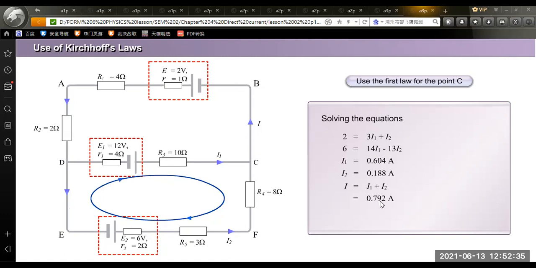I is 0.792, that means it flows in this direction, so all of the directions we assumed are correct. If I got negative 0.792, that means what I assumed flows in this direction, but actually it flows in the opposite direction, going down. So this is how we apply Kirchhoff's first law and Kirchhoff's second law.